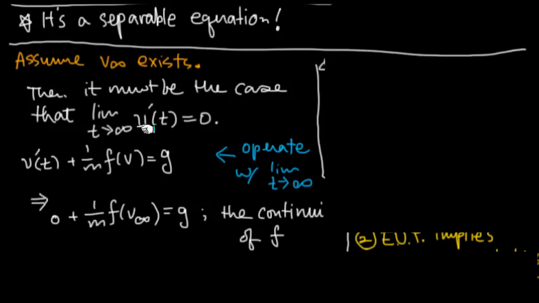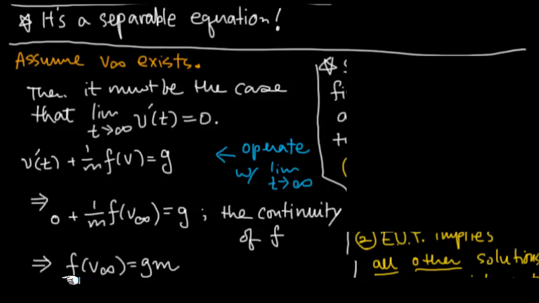Now we've seen that this approaches 0, so that's going to be 0. And this part is going to be f of v infinity, the limiting velocity. Here we use the continuity of this function f. So we have this equation. This yields an equation: v infinity, the limiting velocity, must satisfy this equation.